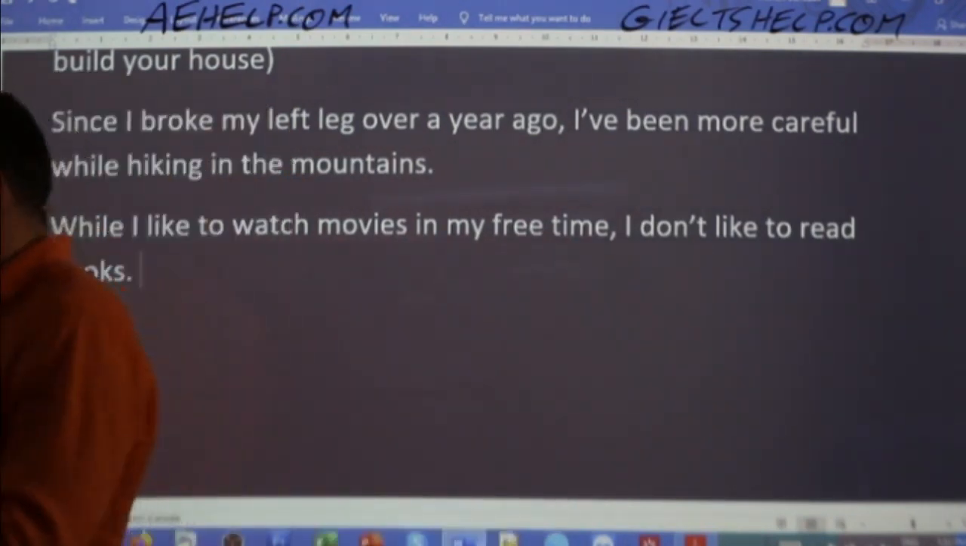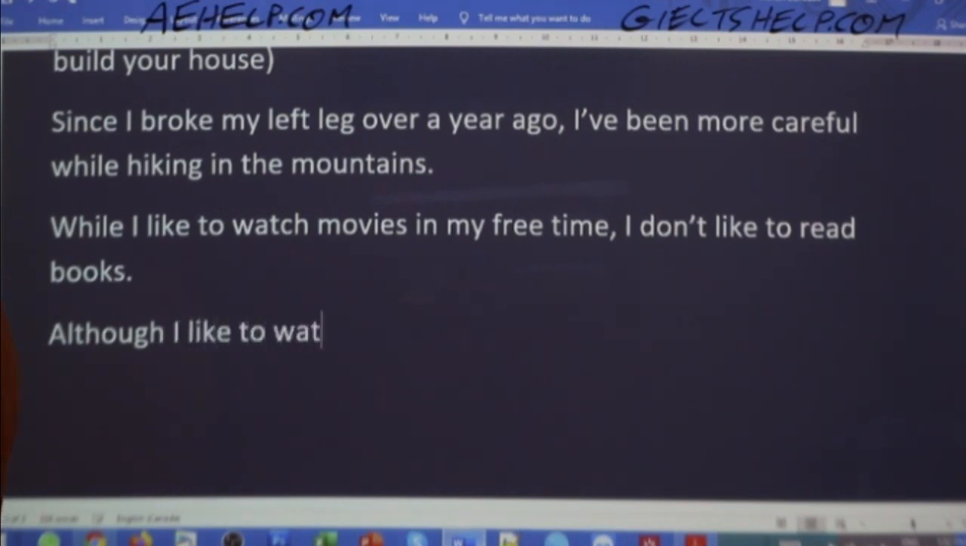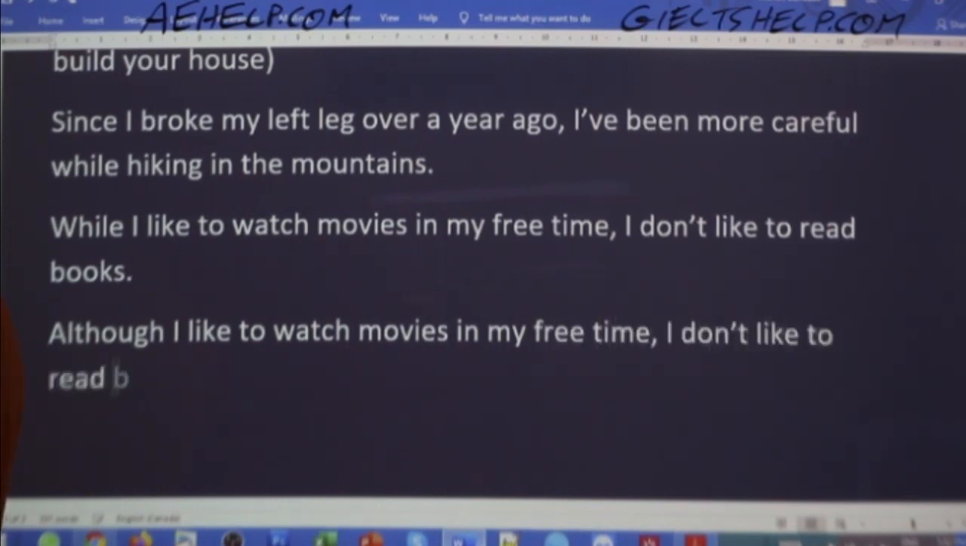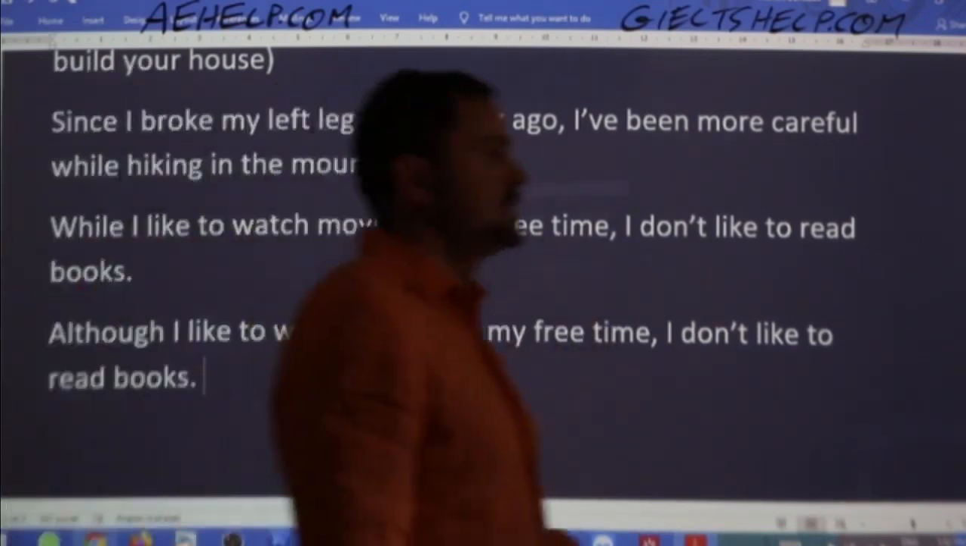You could say, although I like to watch movies in my free time, I don't like to read books. So you could say it like that, okay? Again, the meaning here is the same, but this one's better because this one emphasizes or strengthens the concept of time. Does that make sense?